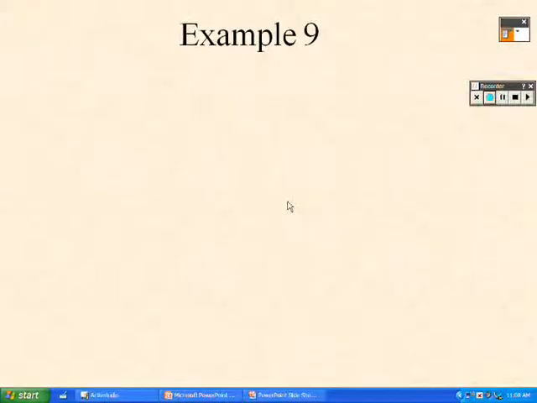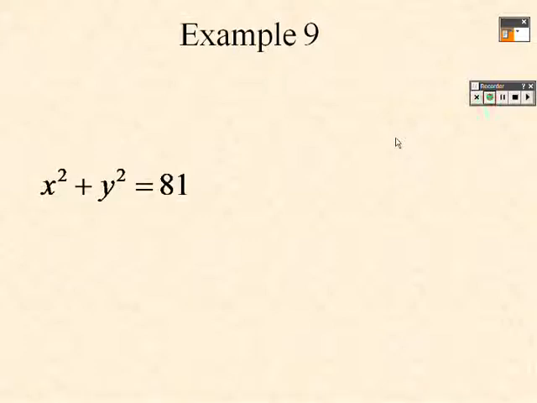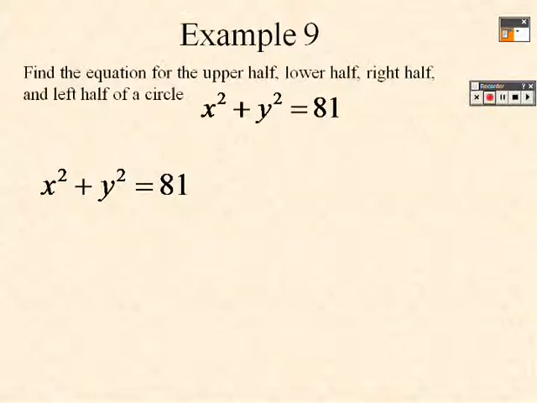Okay, now example 9. Now we're taking a look at example 9 in 2.2, looking at the equations of circles. Alright, so example 9 here, let's take a look. We have x squared plus y squared equals 81. So, find the equation for the upper half and lower half, right half and left half of a circle. I know it looks a little more challenging than it actually is. It's actually not that challenging.